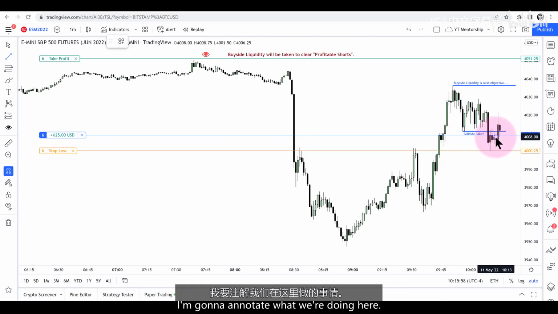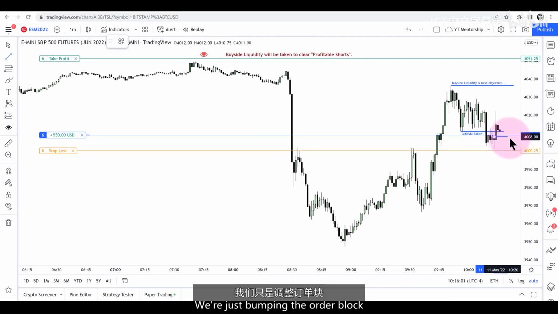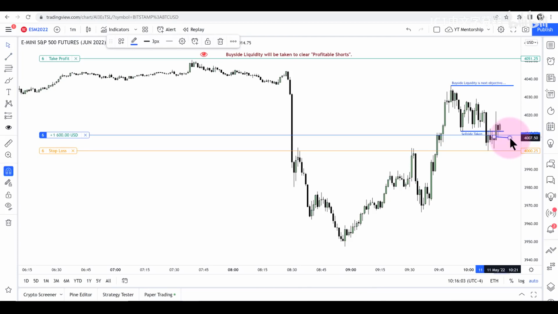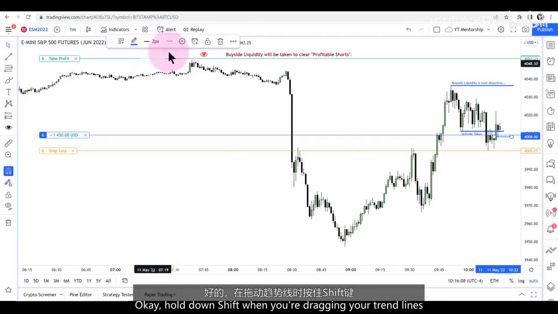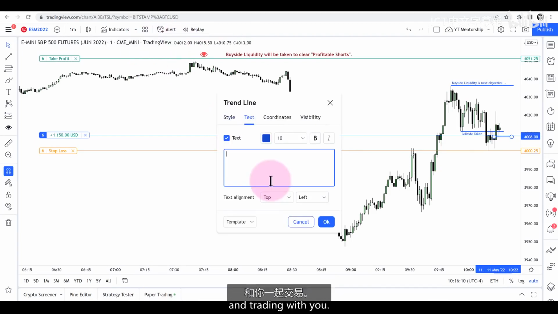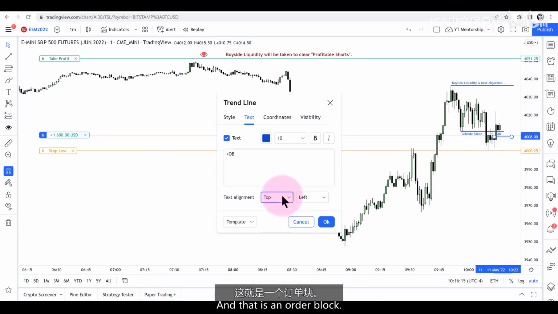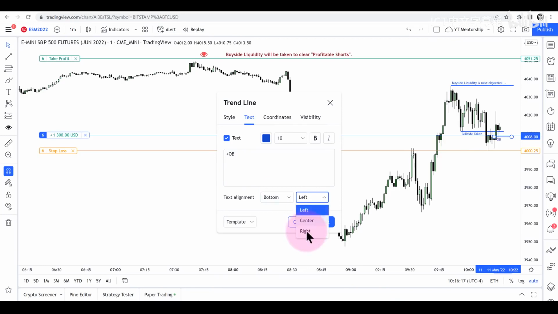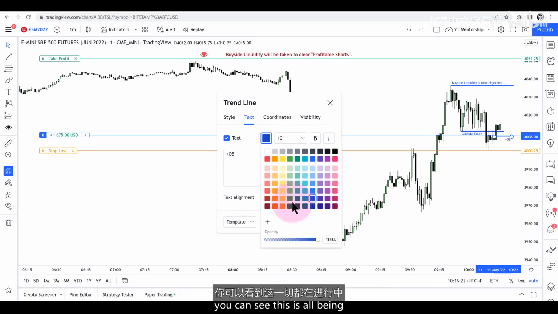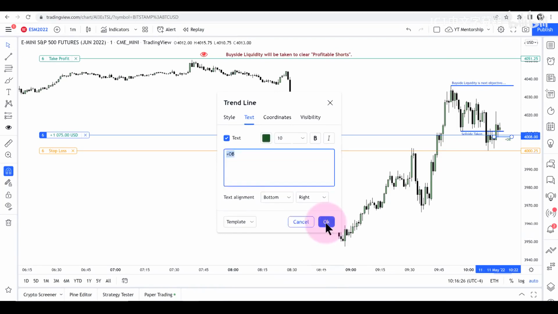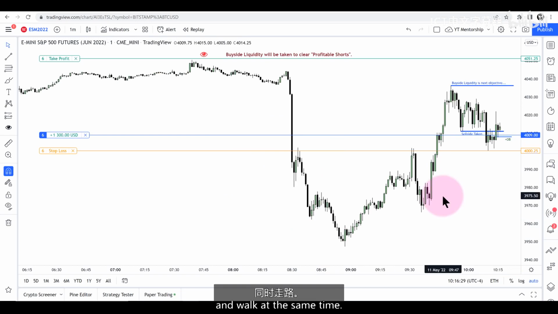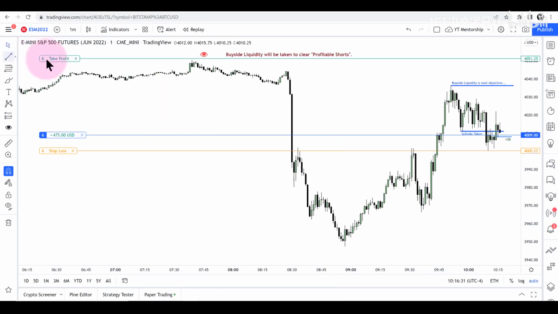So I'm going to annotate what we're doing here. We're just bumping the order block there. Straighten this line out here. Hold down shift when you're dragging your trend lines in TradingView, and it'll automatically straighten them out. And that is an order block. Bullish order block is what I'm annotating here. So you can see this is all being done as it happens. I can chew bubblegum and walk at the same time.